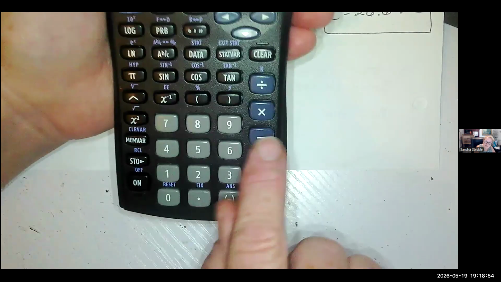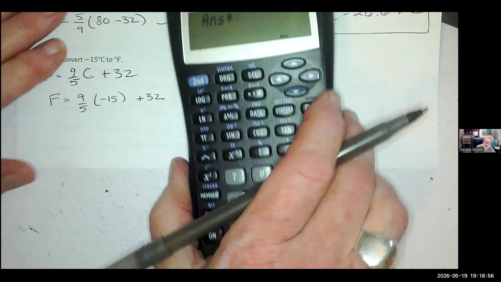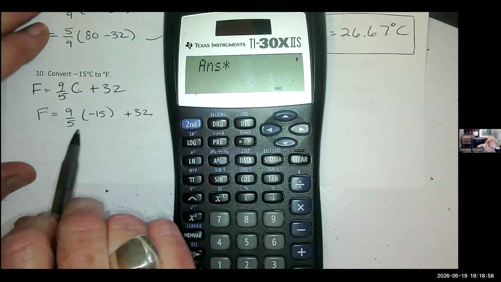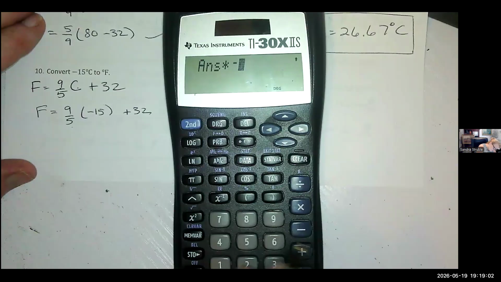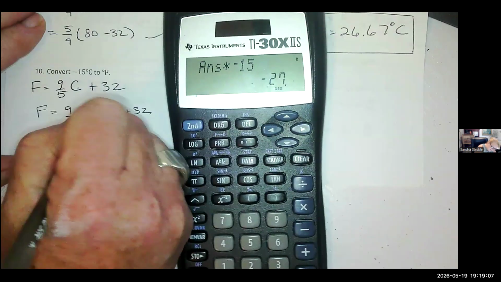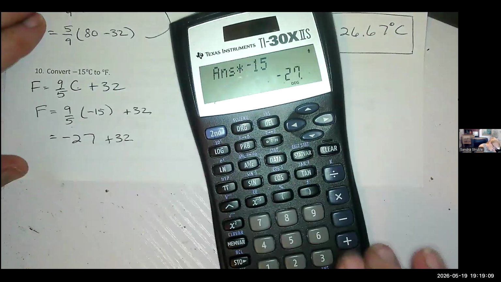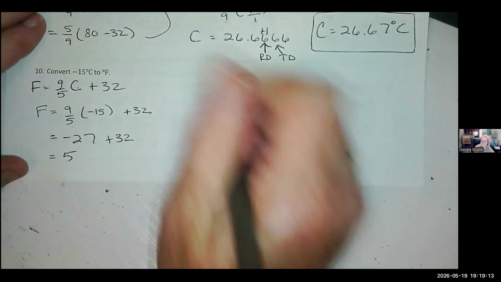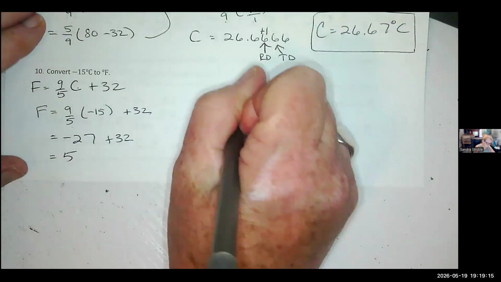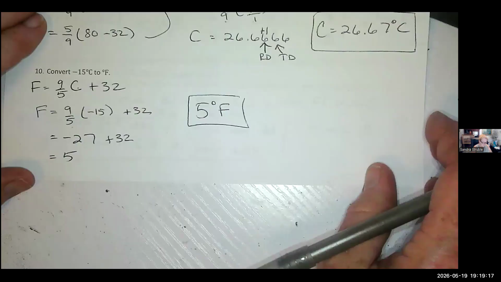So I'm taking that 1.8 that I got from 9 divided by 5 times the negative 15. And that's negative 27 plus 32 is 5. So this is 5 degrees Fahrenheit. All right. I'm going to stop that and we'll make a new one here in just a moment.